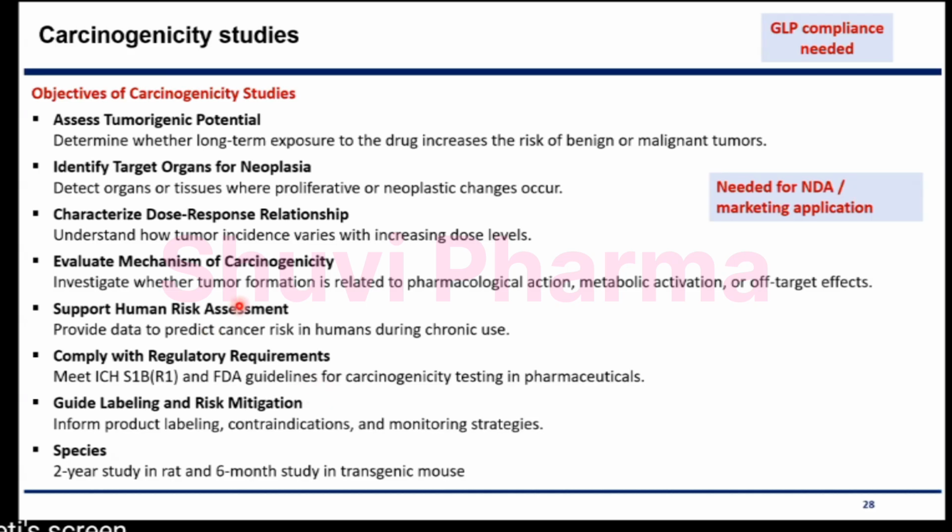So this is a very, very important study, very expensive, very time consuming. It's a 2-year treatment, and then we do a lot of evaluation. So it takes roughly 3.5 years to complete this study. It's a very expensive study as well. But we don't need it for clinical trials. We need it only before it is approved for marketing.